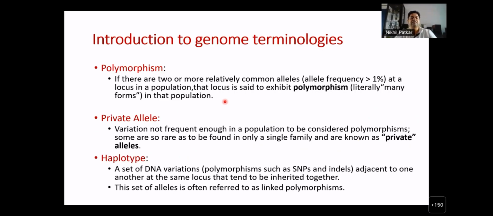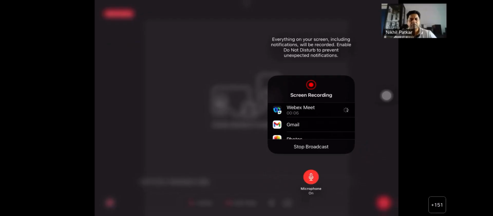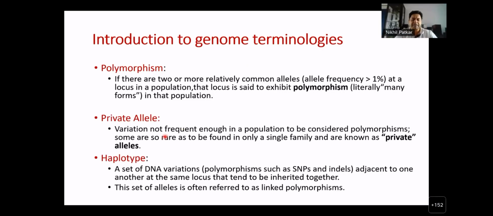A private allele: sometimes there are variations, but they are not frequent enough to be considered polymorphisms. For example, if there is one particular community in India which expresses a particular polymorphism in one caste or one community, that is said to be a private allele. There is also the concept of haplotype, which is a set of DNA variations adjacent to one another at the same locus, which tend to be inherited together.